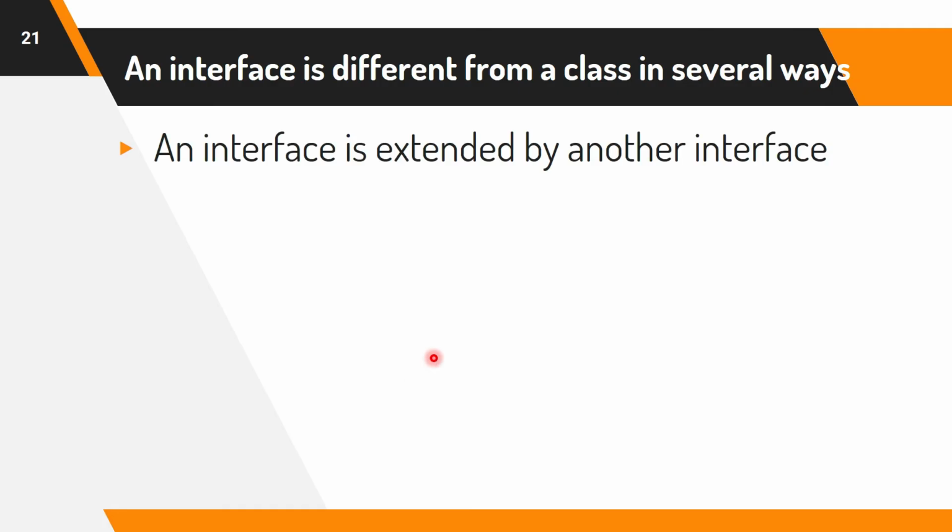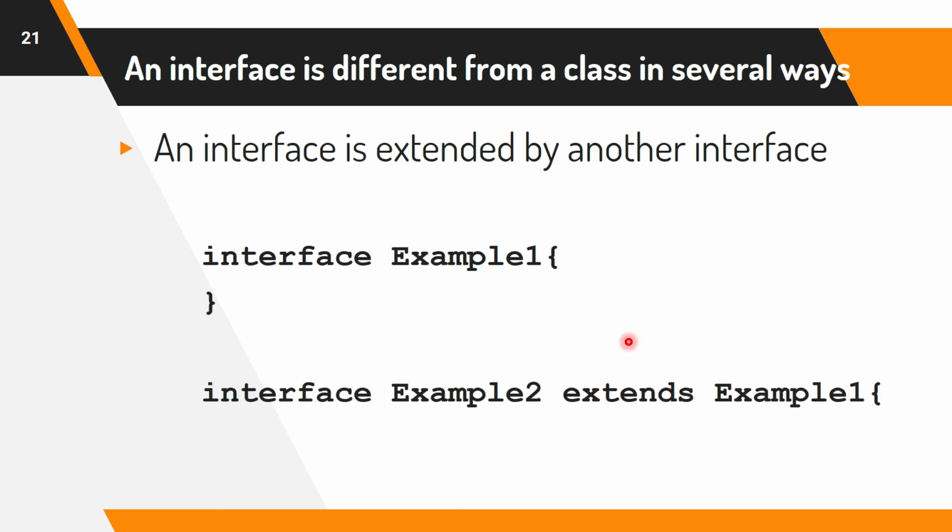An interface is extended by another interface. So kung kanina, hindi mai-extend yung class, dito, ang mai-extend lang niya is another interface. So example, interface Example1. So kung another interface, it's possible. So interface Example2 extends Example1. Okay, so I hope hindi kayo nalilito dito.